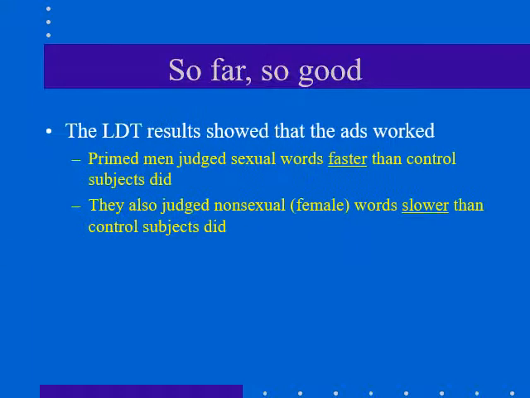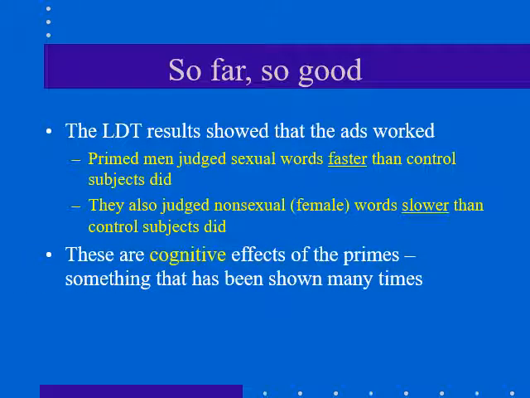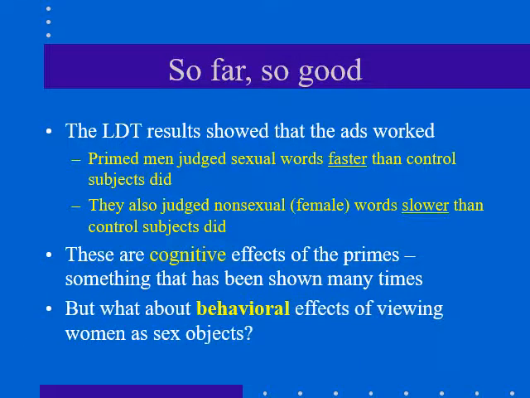So far so good. Our study passed the manipulation check, right? The LDT results showed that the ads worked. Prime men judged sexual words faster than control subjects did, and they also judged non-sexual female words slower than control subjects did. So these are just cognitive effects of the prime, something that has been shown many, many times before.